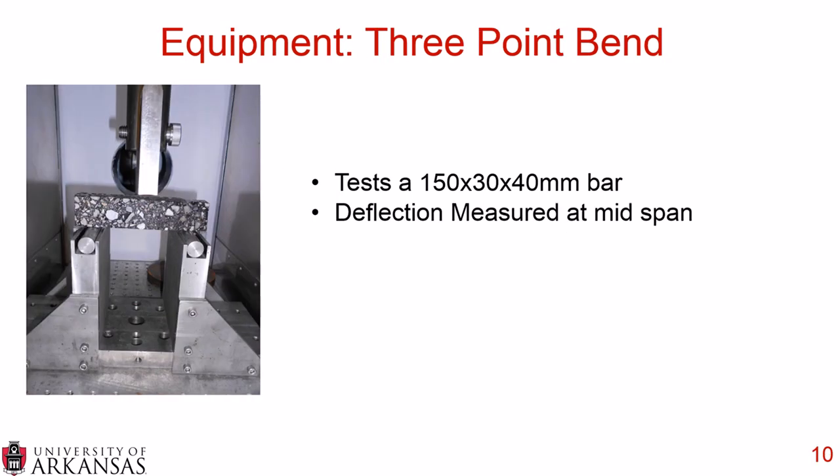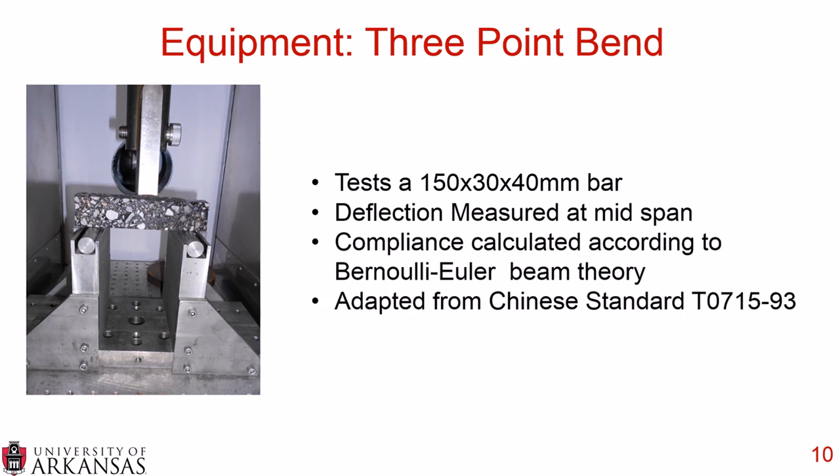The next test that we ran was a three-point bend test. These were 150 by 30 by 40 millimeter bars, and we measured the deflection at the midspan of the sample. We calculated the compliance according to the Bernoulli-Euler beam theory, and this test was adapted from a Chinese standard T715, and the version we used was from 1993. Now the benefit to this geometry is it is about 1/4 of the material that's needed for an IDT sample. So if you remember all those buckets, we could reduce those by 25% if we used this sample size instead of the IDT sample size.